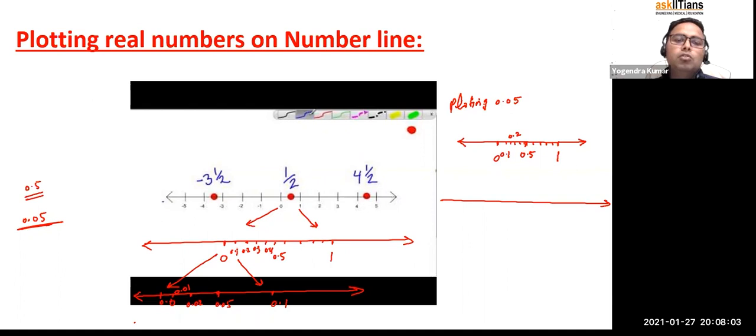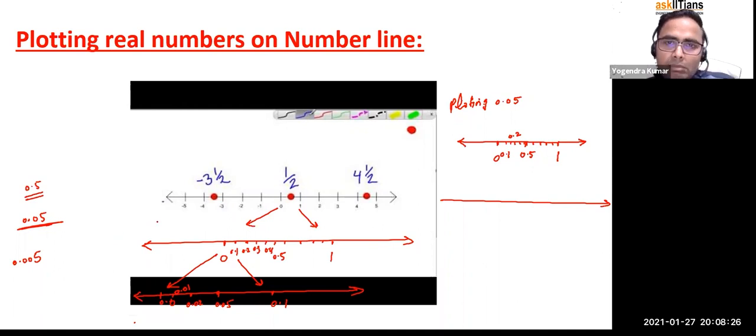So it is kind of zooming into the thing. Suppose they're asking 0.0059, now we need to go further, right? We need to go deep into this. That's what plotting of the real numbers on the number line is. You get the decimal form of it, and then look at the right place of the number. That's how we are going to do it.